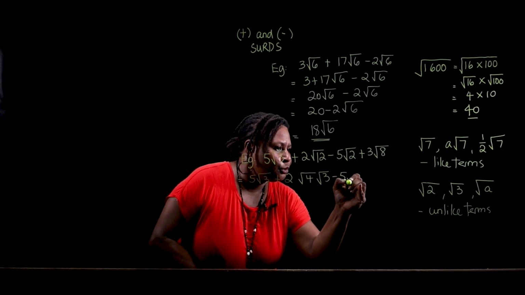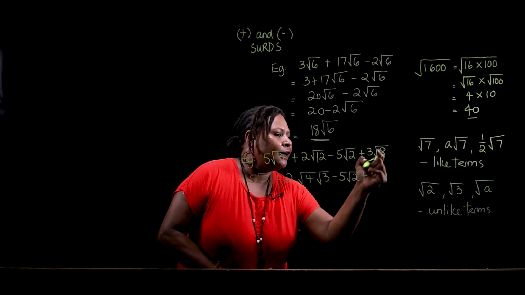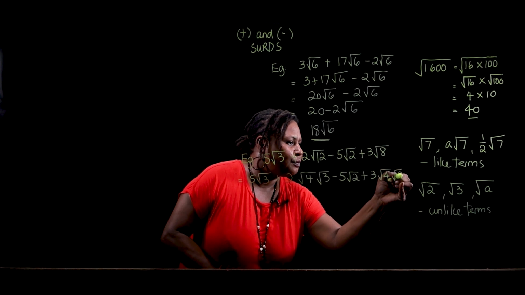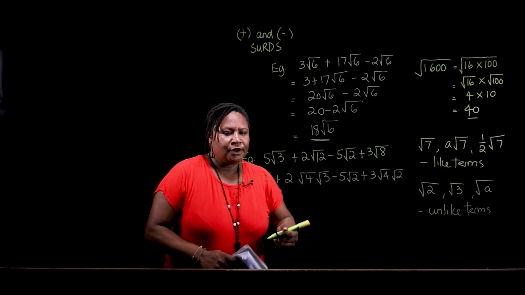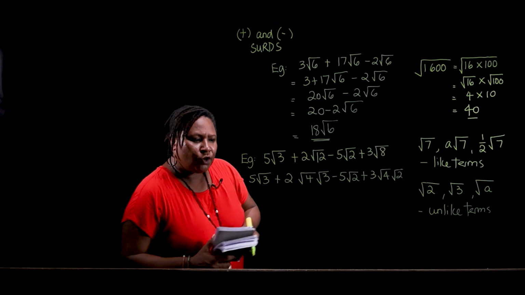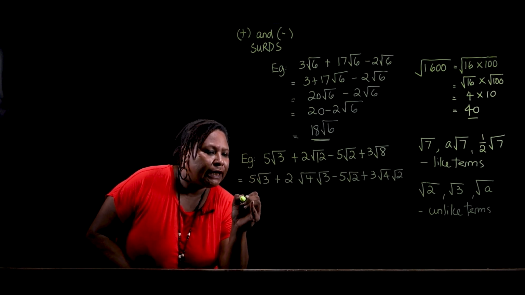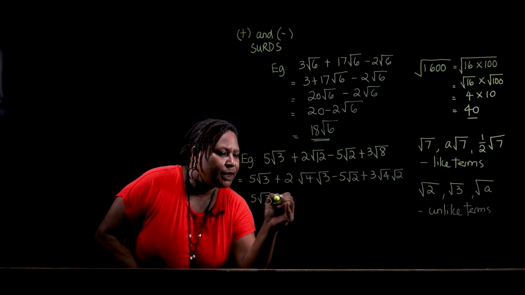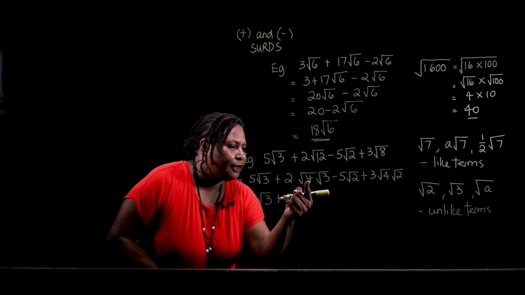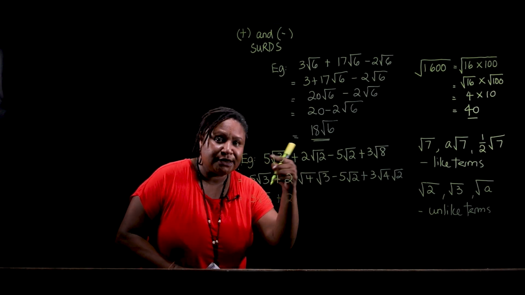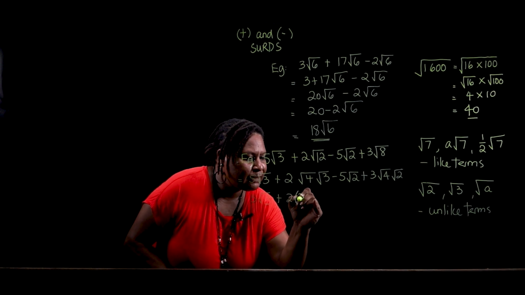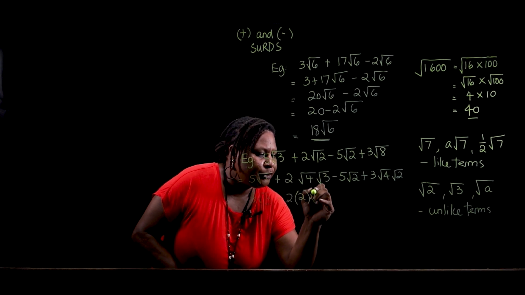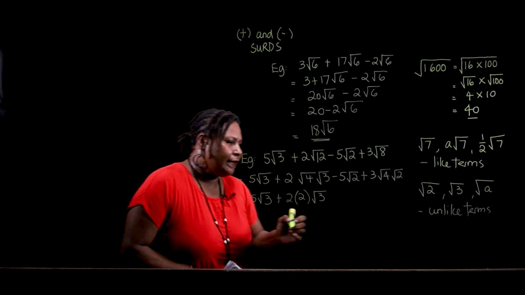Minus 5√2 plus 3√4 times √2. Now, once we have simplified, we continue to the next step. 5√3 stays as it is. Plus 2 and √4. The square root of 4 is 2, so you bring 2 here and multiply by the number that was outside the radical, and the radical remains as √3.